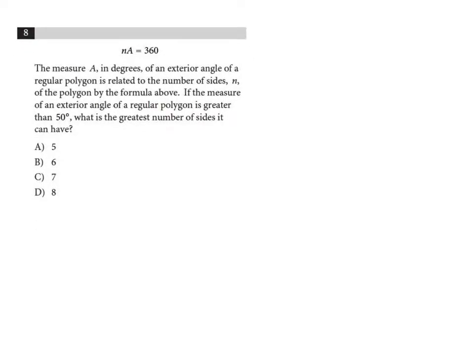Okay, number 8. The measure a in degrees of an exterior angle of a regular polygon is related to the number of sides n of the polygon by the formula above. If the measure of an exterior angle of a regular polygon is greater than 50, what is the greatest number of sides it can have?